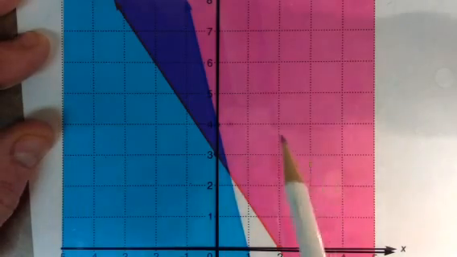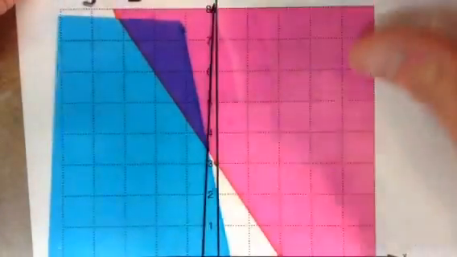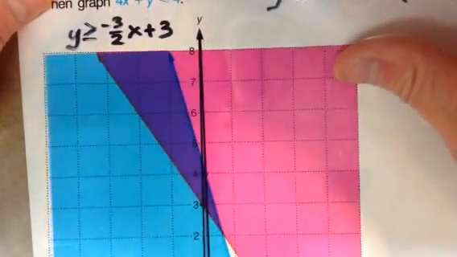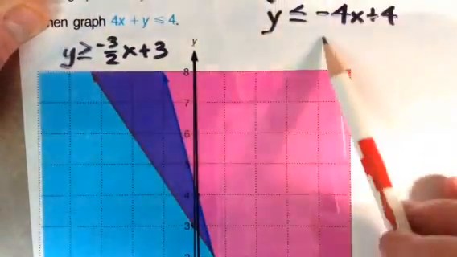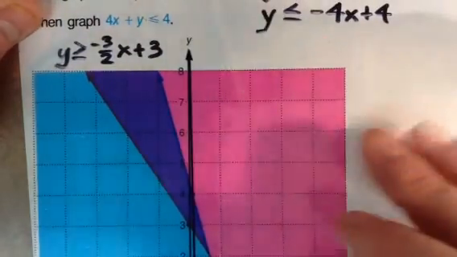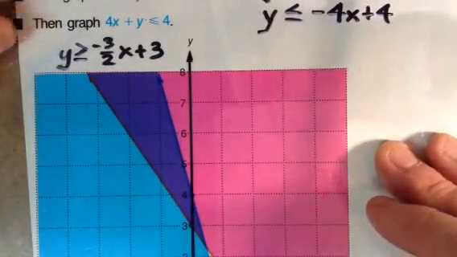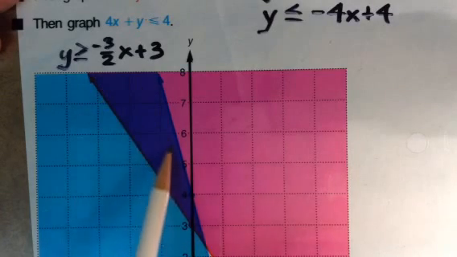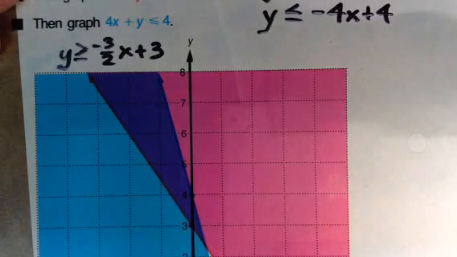So, where are my solutions to the system? I'm looking for the overlap. Where is the overlap for these two guys right here? It's going to be the purple section. That's what I want right there. This little sliver of that is the type of stuff that I want, and that's the end of the video.